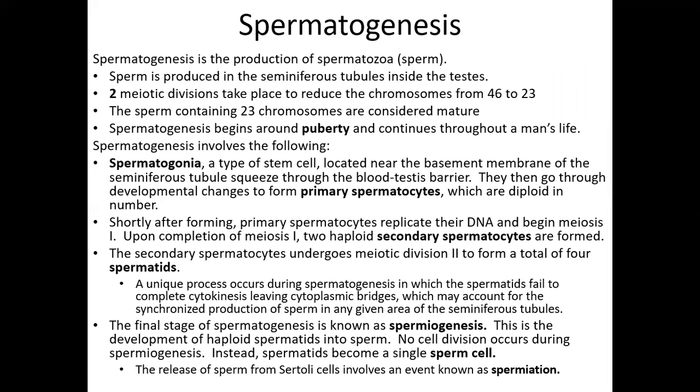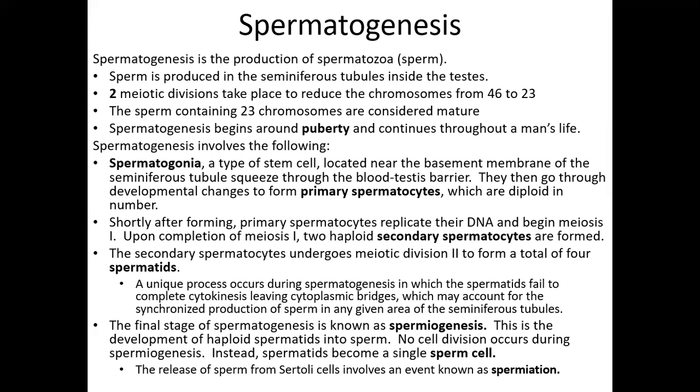Okay, let's talk more about spermatogenesis. Once again, it's the production of spermatozoa, or sperm, as we more typically call it. Inside of those testes, as I just mentioned, are those seminiferous tubules where the sperm are produced. Two rounds of meiosis take place where we reduce the chromosomes from 46 to 23. The sperm containing 23 chromosomes are considered mature.